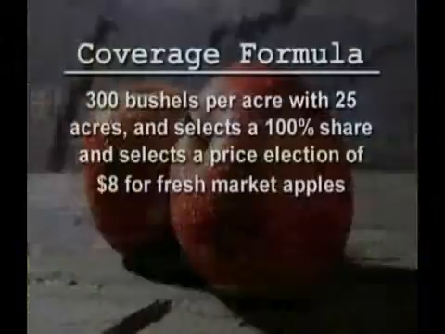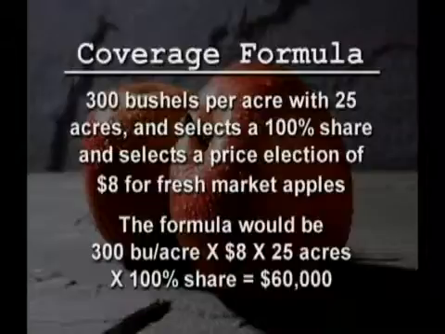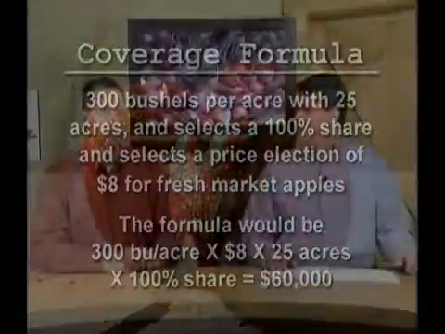For example, assume the producer has a 300 bushel guarantee per acre, has 25 acres with 100% share, and selects a price selection of $8 for fresh market apples. The amount of insurance for the insured units will be 300 bushels per acre times $8 times 25 acres at 100% share, resulting in $60,000. So how do we determine indemnity when a yield loss occurs?